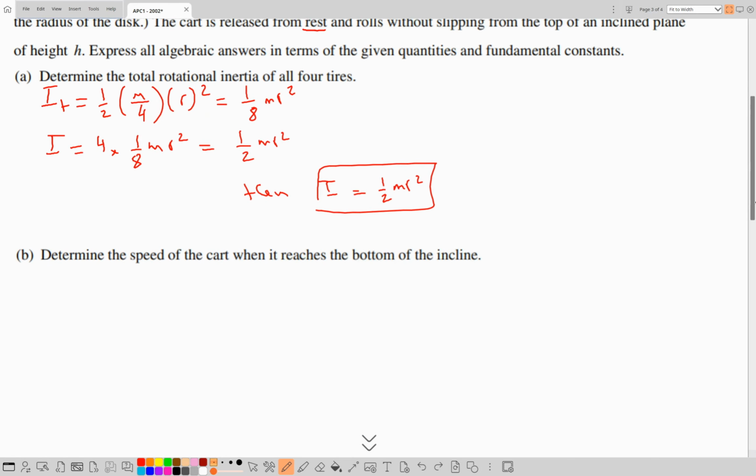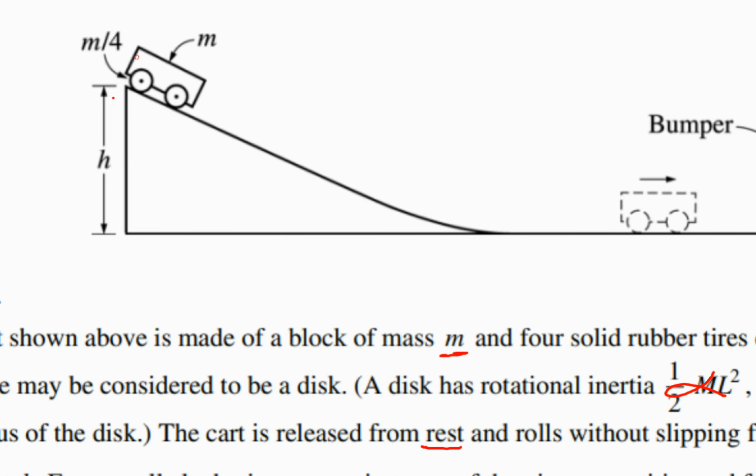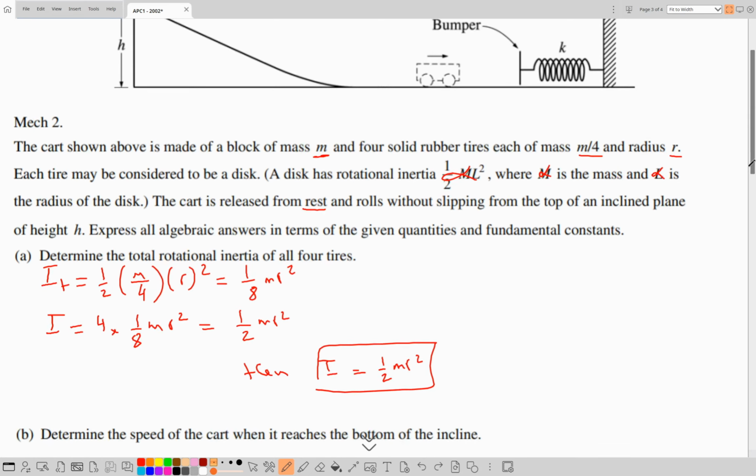Now determine the speed of the cart when it reaches the bottom of the incline, and this is straightforward. Initially we started from point A, and we need to determine the speed at point B. Now we have friction, but it doesn't dissipate any energy because we're performing rolling without slipping. Static friction in this case would provide grip, and there is no displacement at the point of contact.